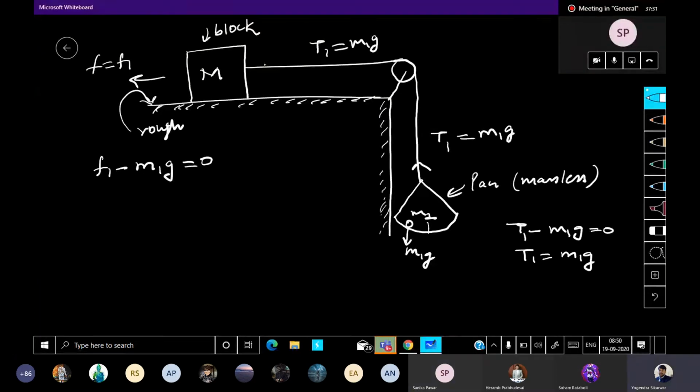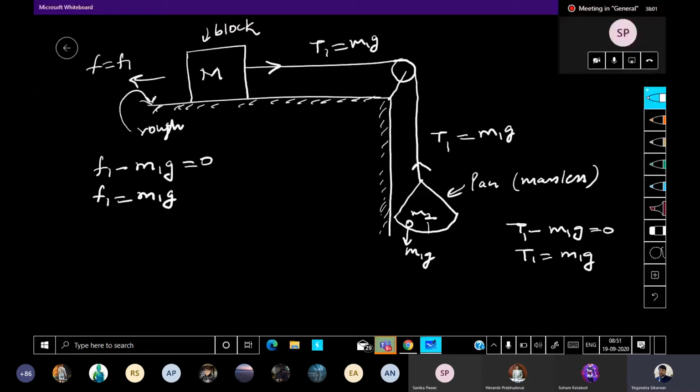Here also tension will be acting T1. So T1 is acting in the right direction due to the string. Block is not moving. That means friction will be now F1. F1 will be in the opposite direction. So F1 minus M1G is equal to 0. So F1 becomes M1G.